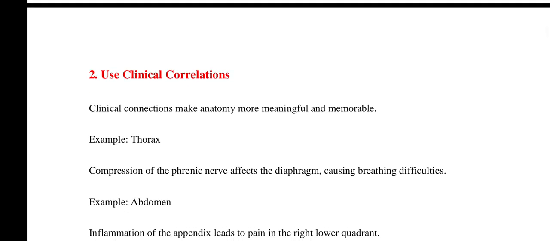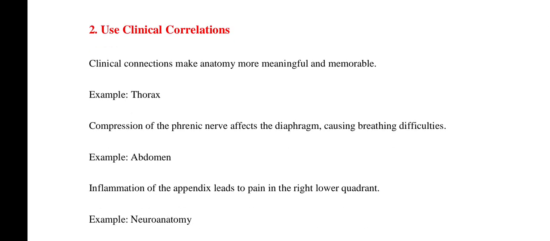For example, under the thorax now, the phrenic nerve that supplies the diaphragm. When there's compression of this phrenic nerve, it affects the diaphragm and it causes breathing difficulties because the diaphragm is the chief muscle of respiration. So when this phrenic nerve is compressed, it's going to affect the diaphragm and it's going to lead to breathing difficulties. Also in the abdomen, when there's inflammation of the appendix, it will lead to pain in the right lower quadrant because that's where the appendix is situated. So when there's inflammation of this appendix in a condition called appendicitis, it will lead to pain in the right lower quadrant.